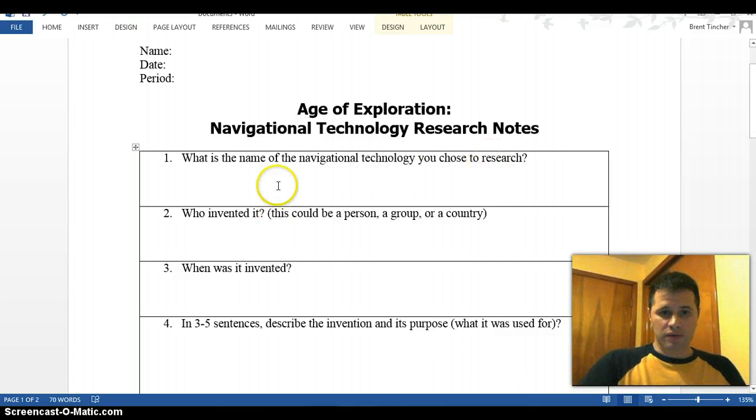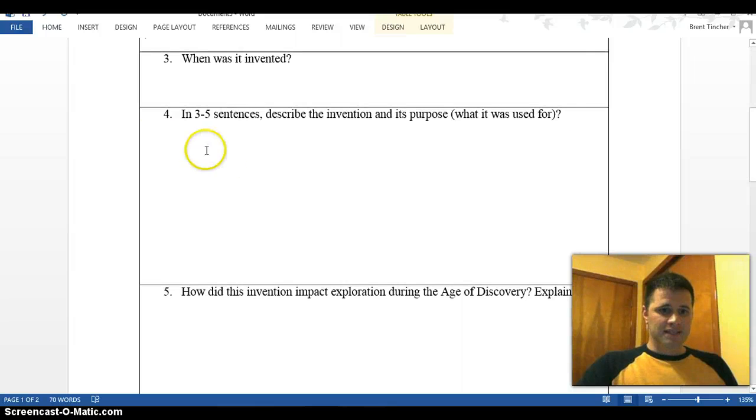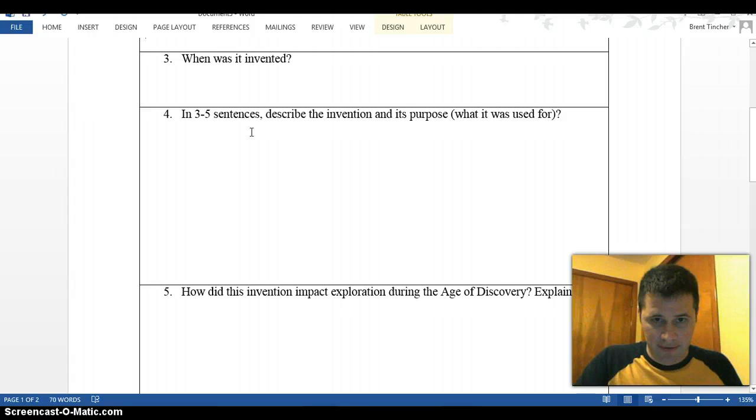For your homework, you need to write down what technology you're choosing for number one. Then you're going on to identify who invented it, when it was invented, the approximate time period. Then in 3 to 5 sentences, you have to describe the invention and its purpose. Tell us what it did. Tell us how it was used.